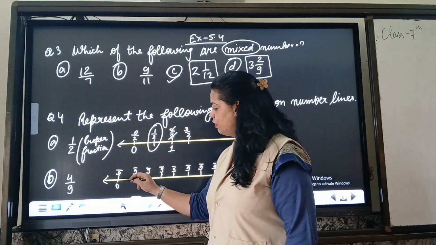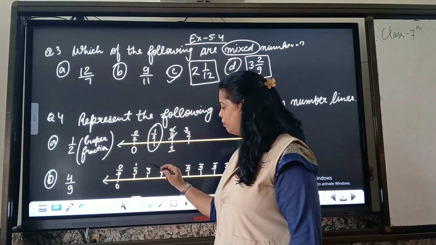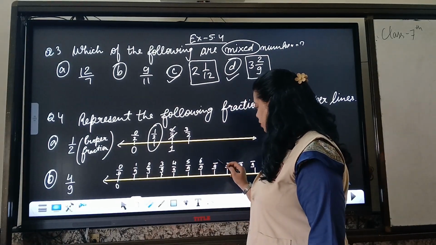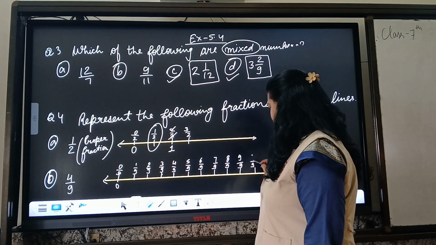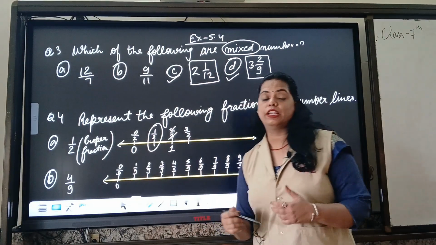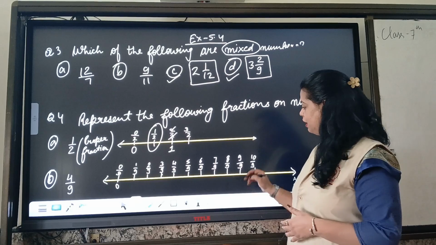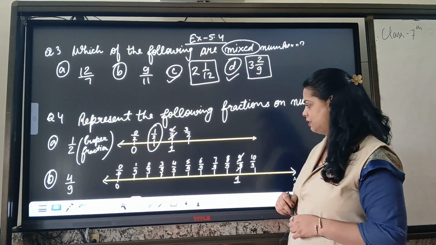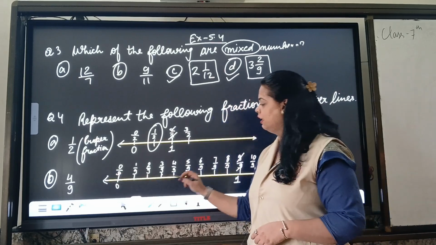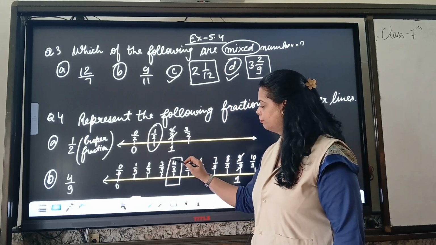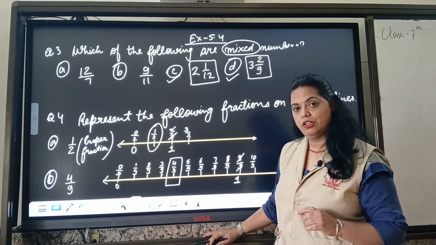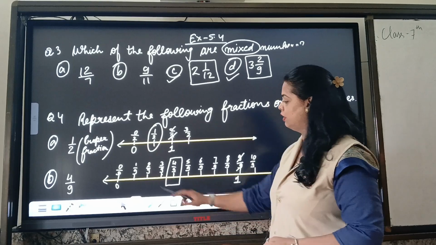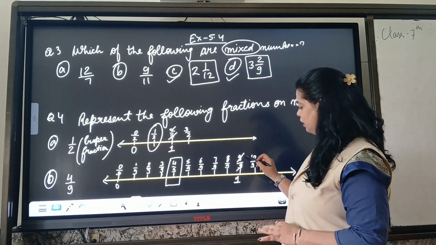Now, we are starting from 0. So, first numerator will be 0 upon 9, 1 upon 9, 2 upon 9, 3 upon 9, 4 upon 9, 5 upon 9, 6 upon 9, 7 upon 9, 8 upon 9, 9 upon 9 and 10 upon 9. The place where you are getting same numerator and same denominator, here it is. So, it will give you 1 after reducing its terms. And where is our 4 upon 9? Here we have 4 upon 9. So, whenever you are going to draw a line and represent a fraction number on it, you will draw numbers until you get 1.